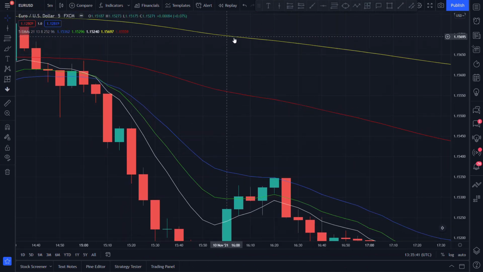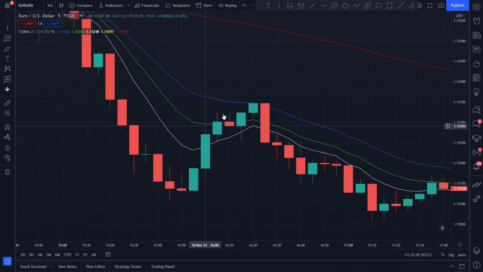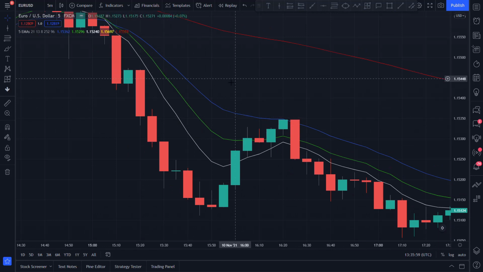So you need to have the yellow line above the red line. Once you have that, you go on to your shorter time frame EMAs. Now you have to have all the short-term EMAs lining up in this way. So you have to have the blue on the top, under that the green, and under that the white.